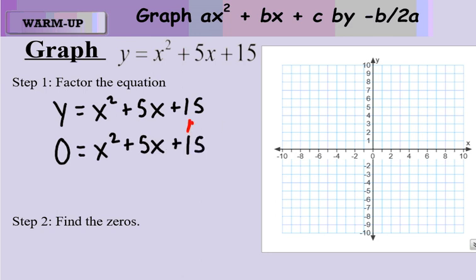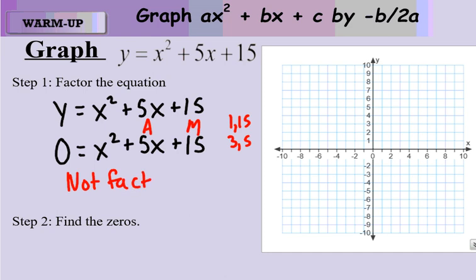To do that, I need to factor it, and I need to find two numbers that multiply to make positive 15 and add up to be positive 5. Since both of these are positive, that lets me know that my two factors need to also be positive. So my options are going to be 1 and 15, and 3 and 5. But 1 and 15 add up to be 16, and 3 and 5 add up to be 8. Those don't add up to be 5. So it turns out that this is not factorable.